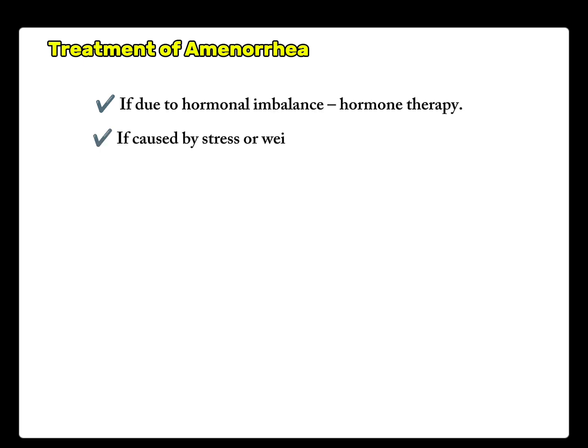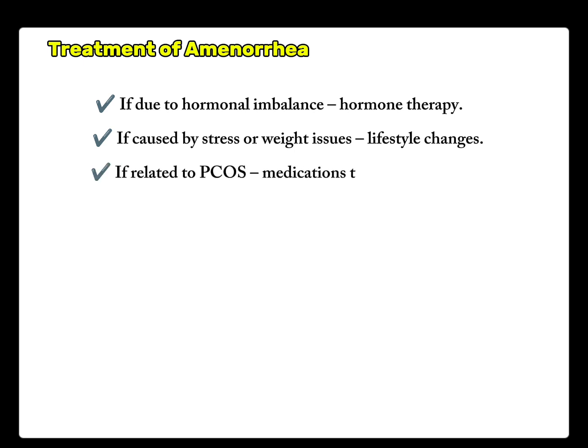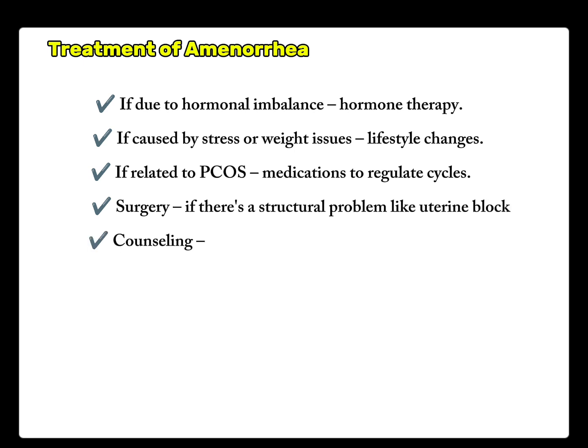Treatment of amenorrhea. Treatment depends on the underlying cause. If due to hormonal imbalance, hormone therapy. If caused by stress or weight issues, lifestyle changes. If related to PCOS, medications to regulate cycles. Surgery if there's a structural problem like uterine blockage. Counseling in cases of emotional or psychological causes.